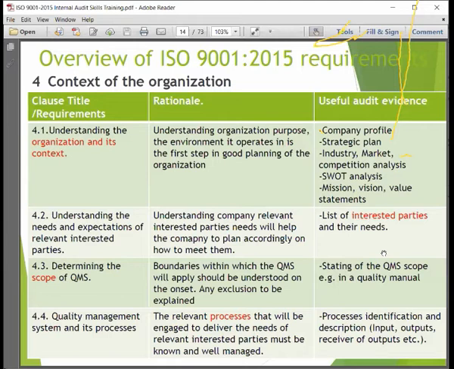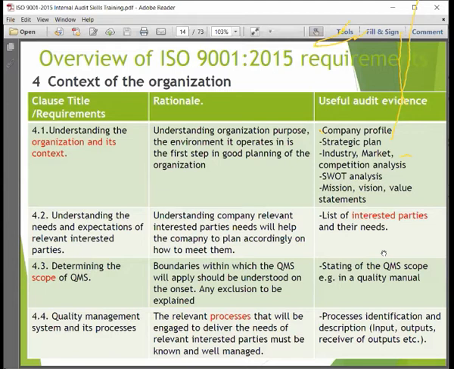And even consultants like me, I'm also an interested party. I have my needs and expectations. So, if you are to audit and you want to look at that requirement, has it been fulfilled? One of the main things you'd want to see is a list of interested parties and their needs. Has it been generated? Has it been identified in the organization?